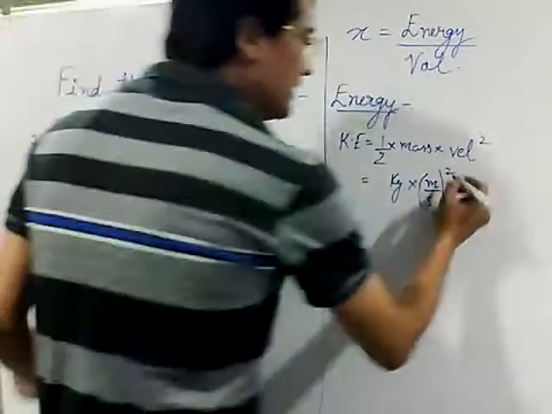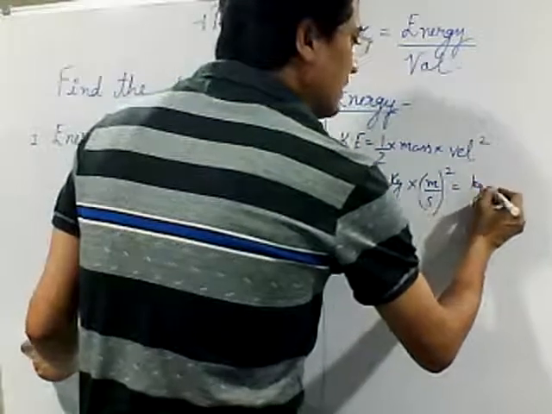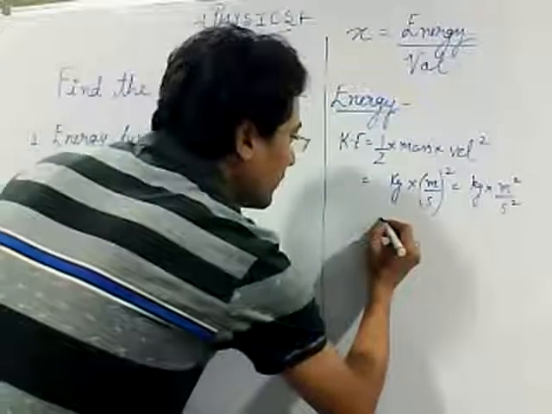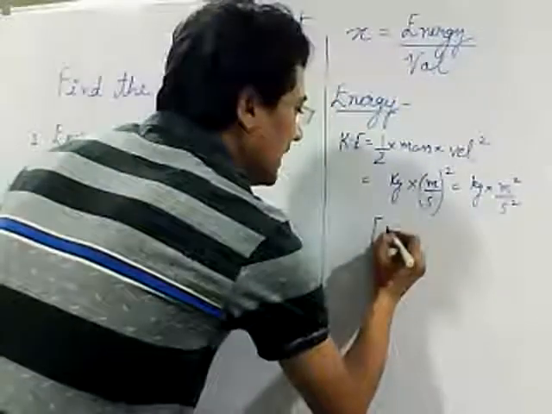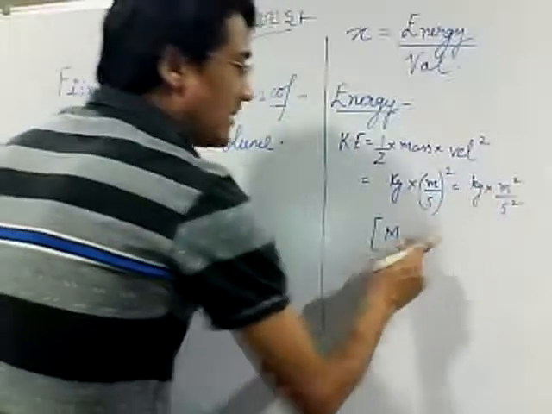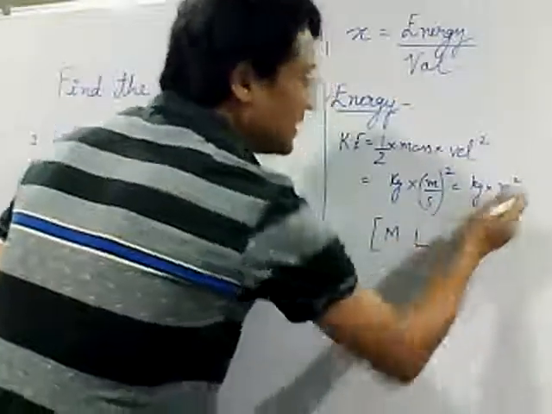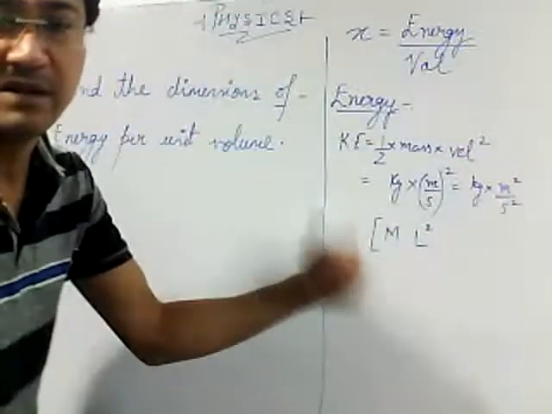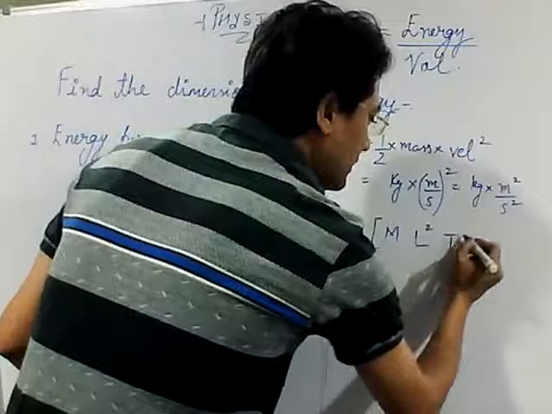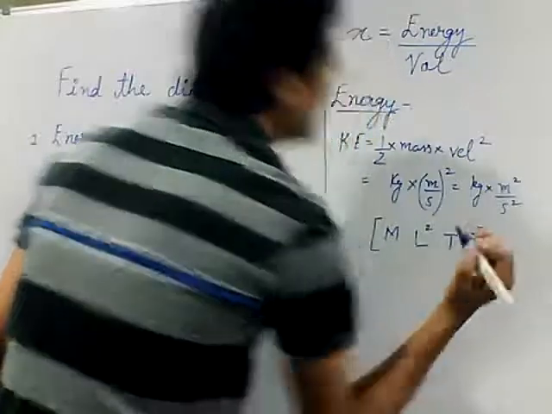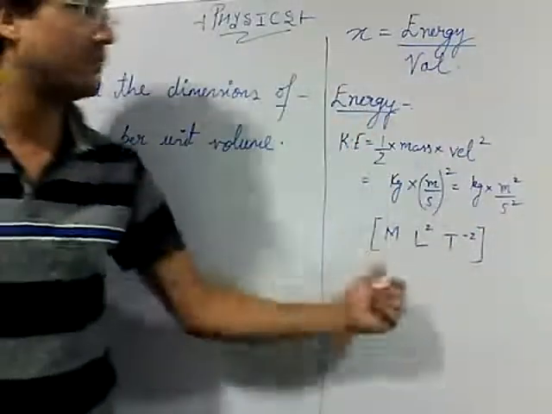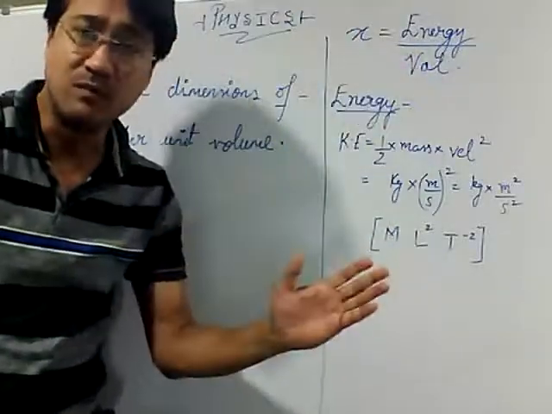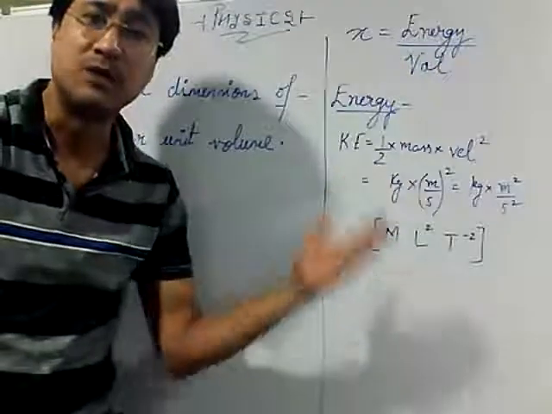So what will I get? I get kg meter square per second square. So what will be the dimensions? Dimensions will be mass power 1, length power 2, and seconds minus 2, that is time. So M L2 T minus 2. This will be the dimensions of energy. But what we require? We require energy per unit volume.